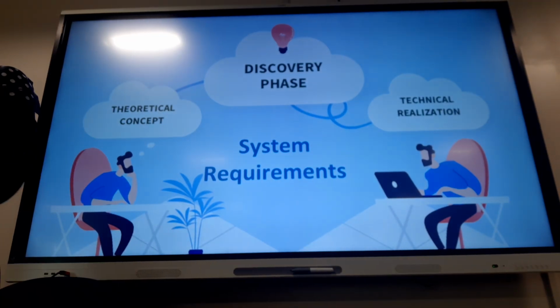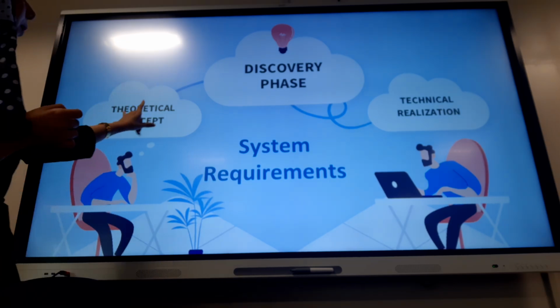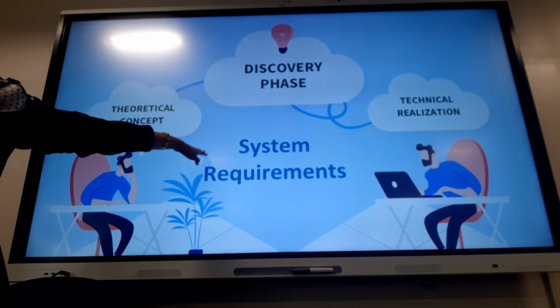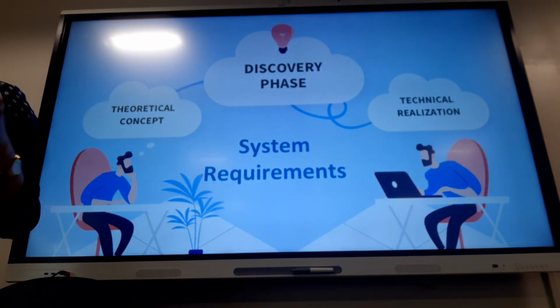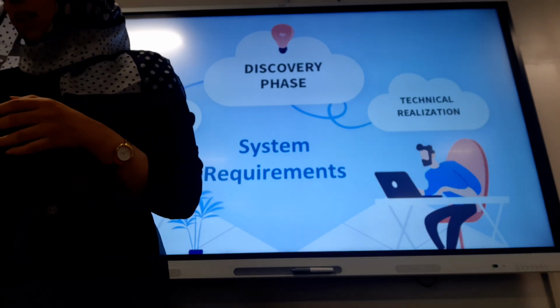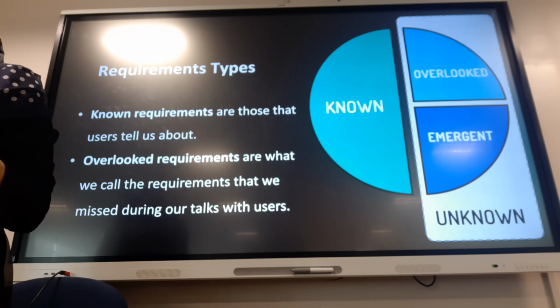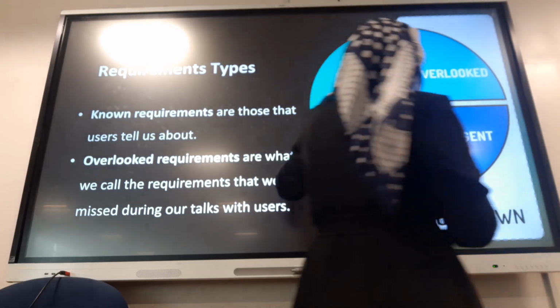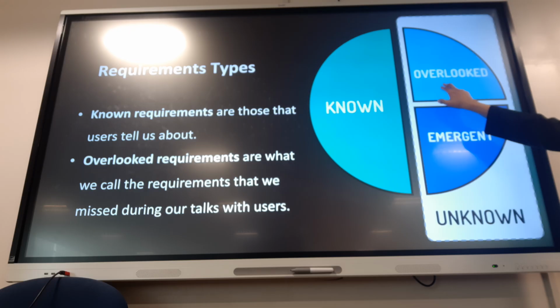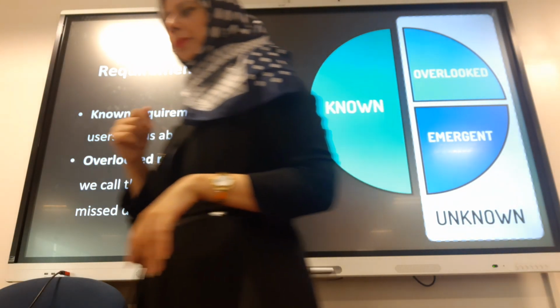Okay. So now let's agree on this. Requirements documentation is that thin line between theory and technicalities, right? So moving forward, once this SRS document is ready, you're able to start design and implementation afterwards. But you need to start working knowing three possible classes of these requirements. So we have requirements that are known, requirements that are overlooked, requirements that are emergent. How are these three different?